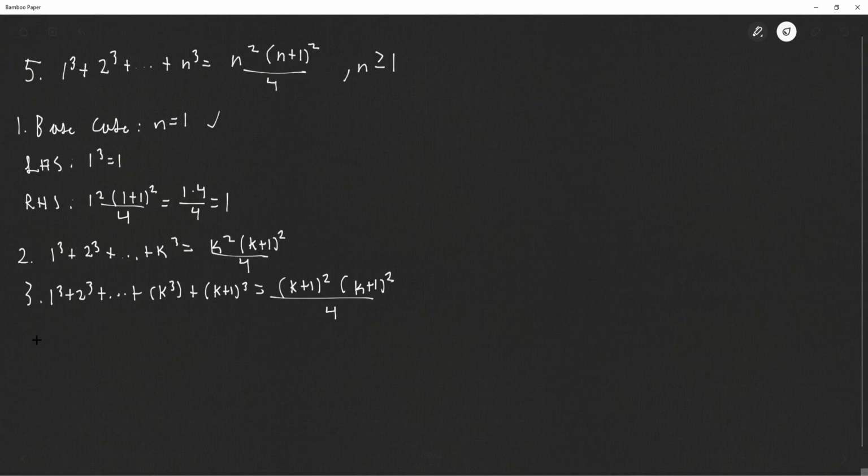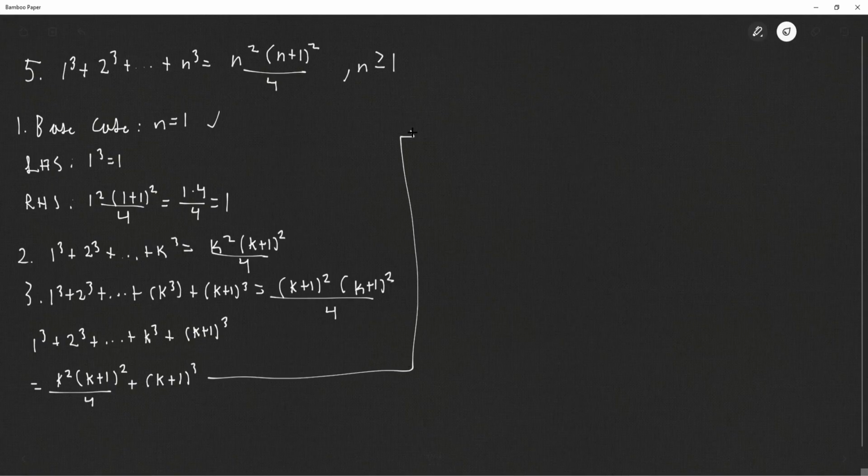So for the left hand side, we have 1 cubed plus 2 cubed plus all the way up to k cubed plus k plus 1 cubed. However, if we look at our hypothesis, we are able to replace our 1 all the way up to k cubed with k squared times k plus 1 squared divided by 4. And now we just add our extra portion of k plus 1 cubed.